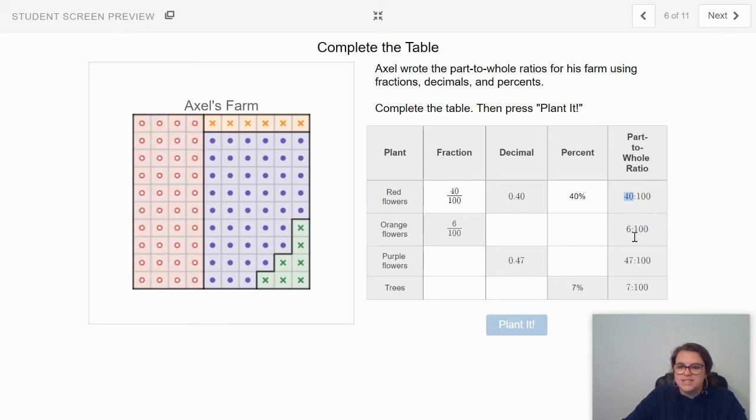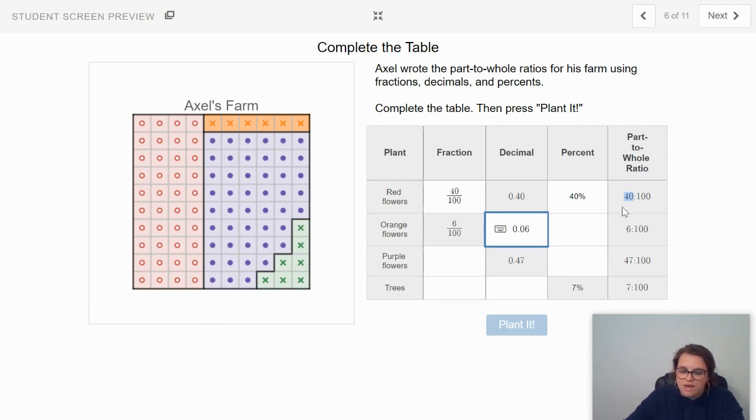The next one is 6 compared to 100. 6 orange flowers compared to 100 flowers in all. They went ahead and did the fraction for you. It is 6 over 100. Easy enough. For the decimal, you might want to just write 0.6 because that's the number that's right here. So you just put it right behind the decimal. But actually, you need to put a 0 in front of the 6.